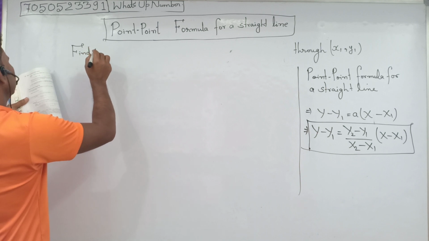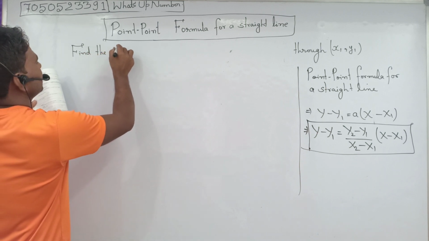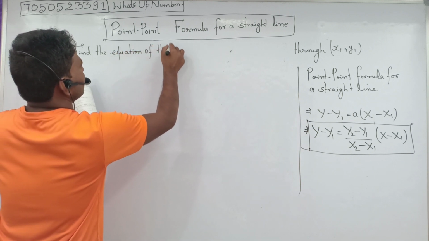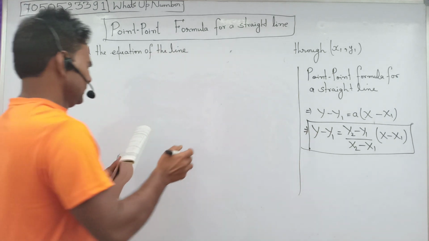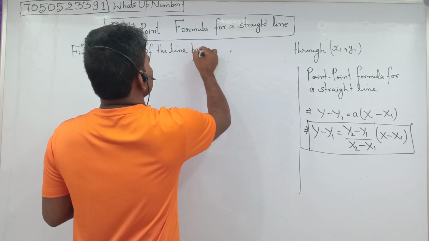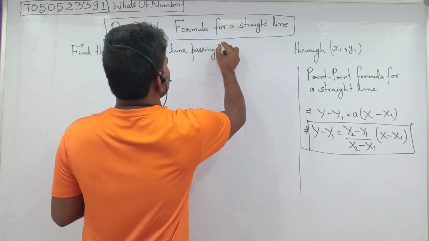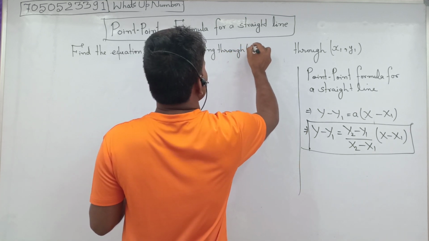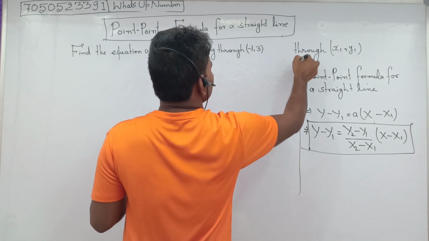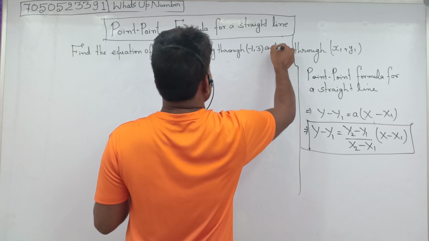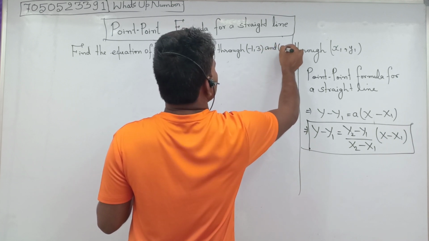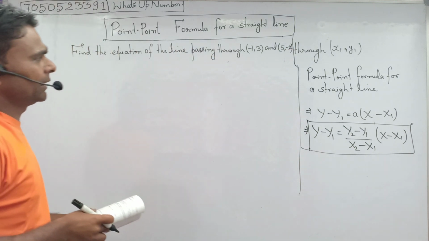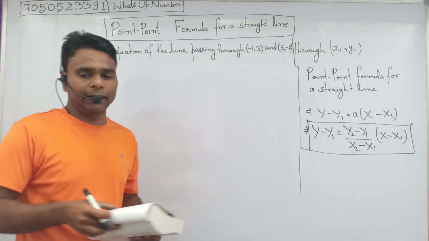Find the equation of the line passing through (-1, 3) and (5, -2). Find the equation of the line passing through (-1, 3) and (5, -2).